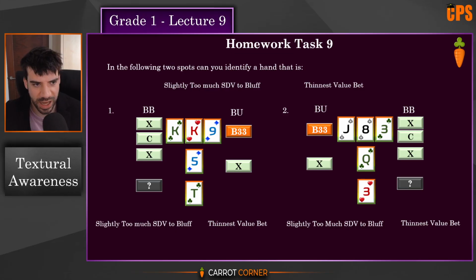Okay guys, now on to the answers. Question 1, slightly too much showdown value to bluff, is going to be pocket deuces.